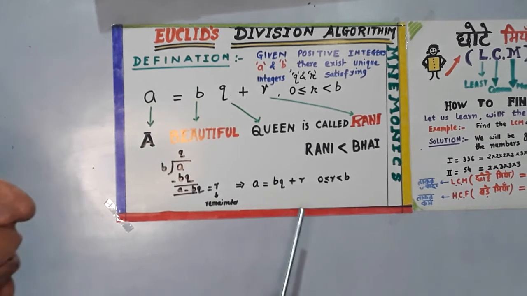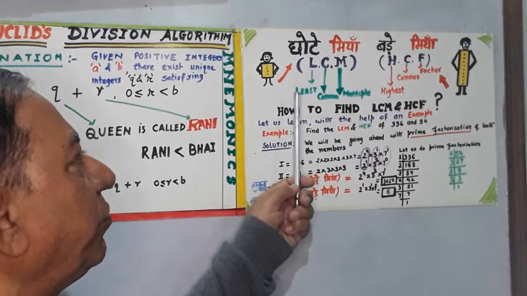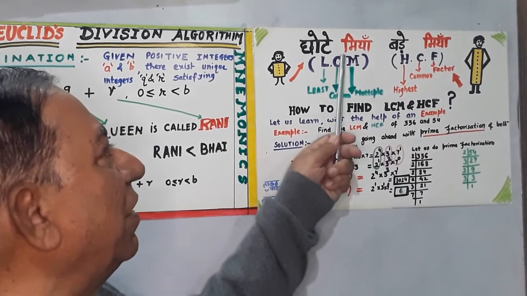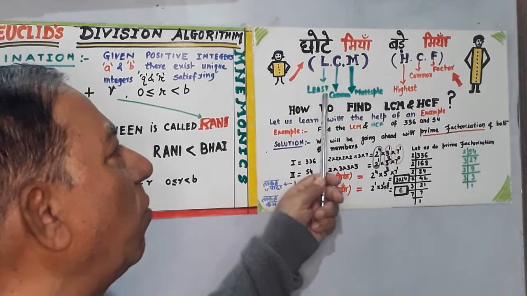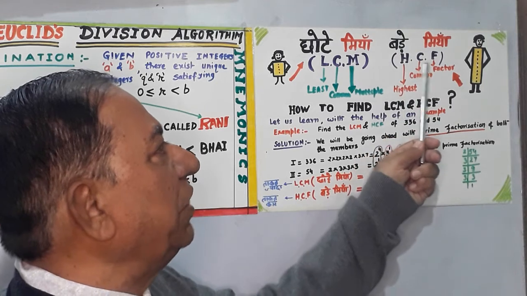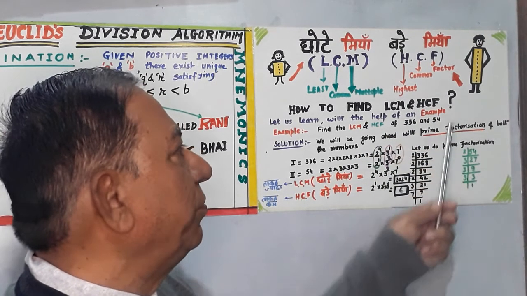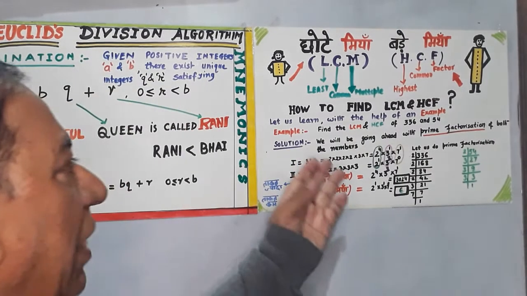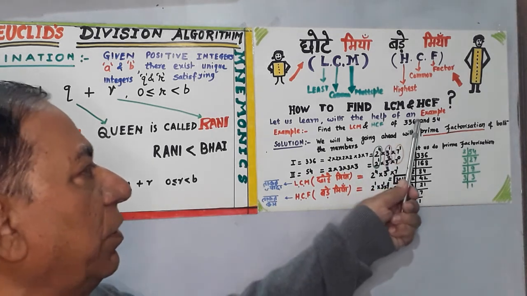Now let us go to the second mnemonic. The second mnemonic is छोटे मियाँ बड़े मियाँ. छोटे मियाँ. Here is the छोटे मियाँ, least common multiple. बड़े मियाँ, HCF, highest common factor. This is बड़े मियाँ. Now the question arises, how to find LCM and HCF. So let us learn with the help of an example.